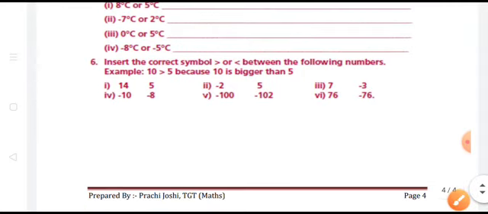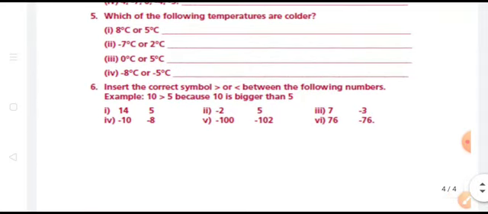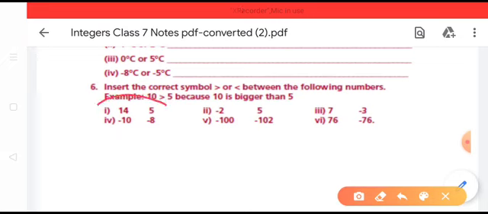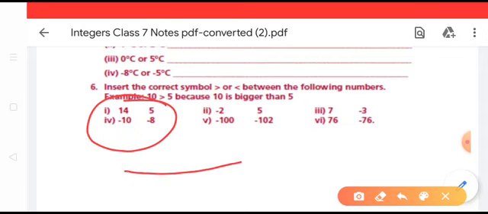Next question is: insert the correct symbol between the following numbers. Example: 10 is greater than 5 because 10 is bigger than 5. So you can do both questions yourself, but one I will show how you can do this.